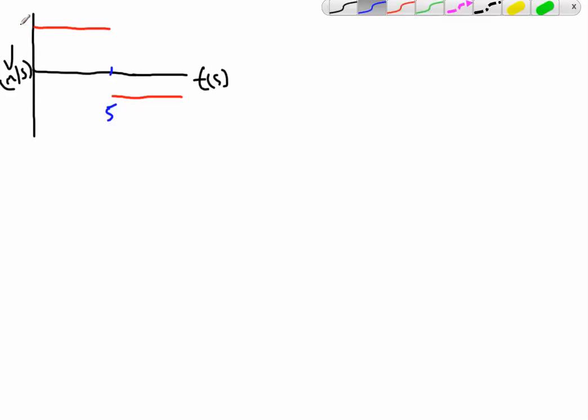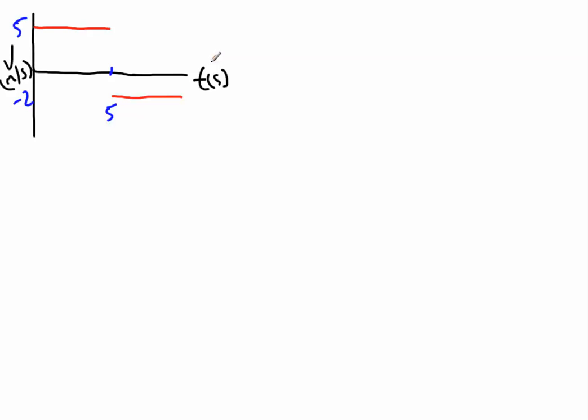Make that axis a little bit longer here. And let's picture this time right here to be 5 seconds. Go ahead and label this as the time axis in seconds, and this is the velocity axis in meters per second. And let's label this as 5 meters per second, and that is negative 2 meters per second.